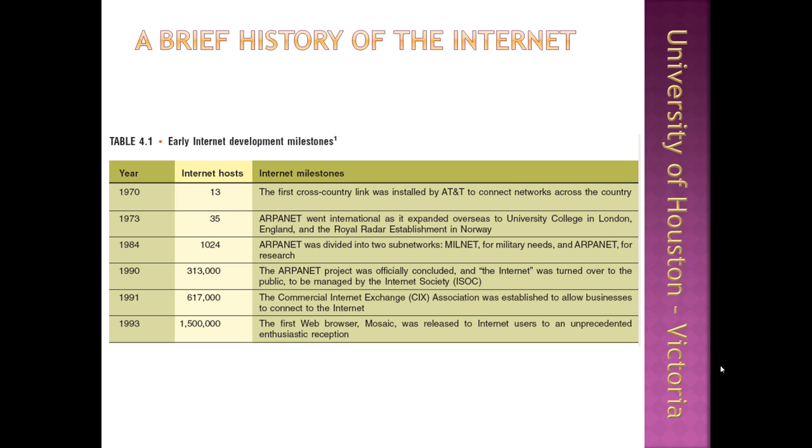In 1984, there were over 1,000 internet hosts. ARPANET was divided into 2 subnetworks: Milnet for military needs and ARPANET for research. In the next few years, the number of hosts increased by 1,000% actually, and the ARPANET project was officially concluded, and the internet was turned over to the public. And the Internet Society was established to manage the internet.